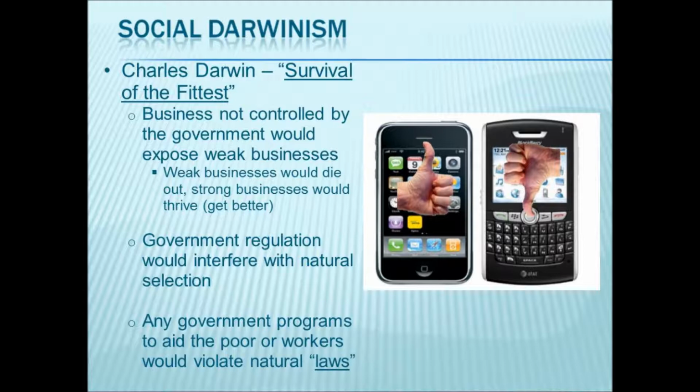And we can apply this same characteristic to business, right? Business is not controlled by the government. If business is not controlled by the government, the way in which a weak business is exposed is by failing. Weak businesses die out and strong businesses would thrive and get better. Government regulation would interfere with this natural selection process. The government stepping in and doing something would prevent this pretty natural process from taking place. And any government programs to aid the poor or workers would violate natural laws. Basically, you need to let companies and people fail in order to make sure the strongest products are being produced and the strongest economy exists.